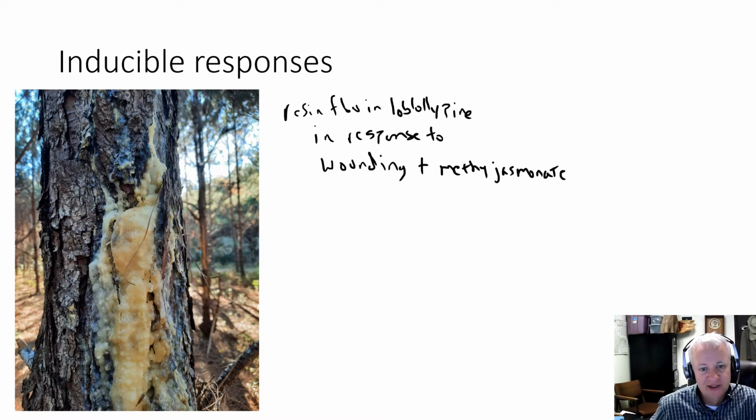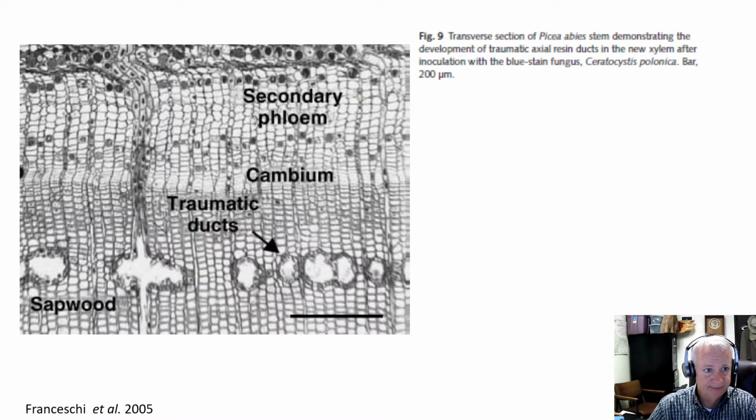For instance, when trees were wounded in the process of resin production for naval stores, they would often wound and then spray the wound with, for instance, acid to stimulate that induced response of resin production. So one of the first responses that we see, especially in pines and some other conifers, that is inducible is upregulation of resin production and also production of traumatic resin ducts.